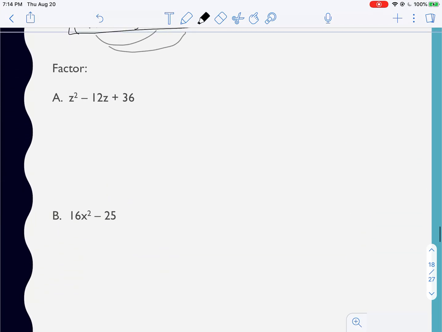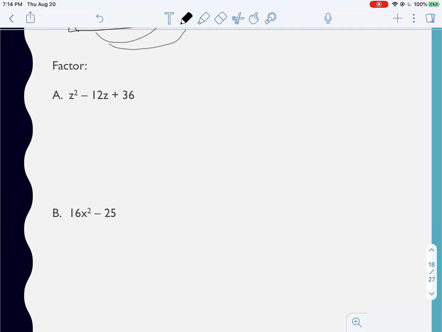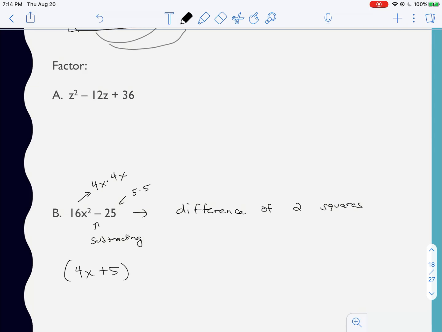So, gentlemen, let's look at B on this page. So this is a difference of two squares. If you guys remember how to factor a difference of two squares, that's when you are subtracting in the middle. You can't do this if you're adding. And then each term is a perfect square. So this is 4x times 4x, and this is 5 times 5. So you can break this up into 4x plus 5 times 4x minus 5. So that's a difference of two squares. You can check the finish notes to make sure that you did A correctly.